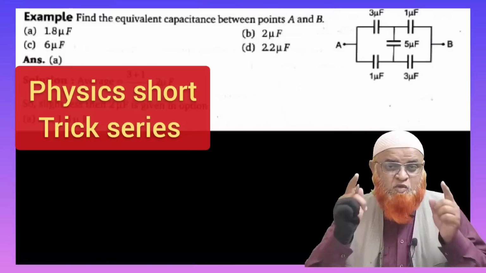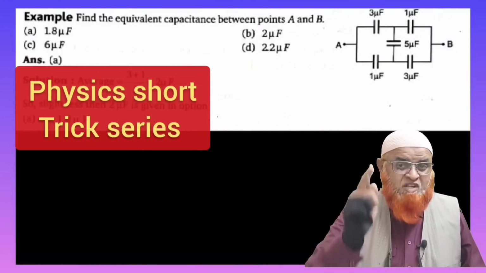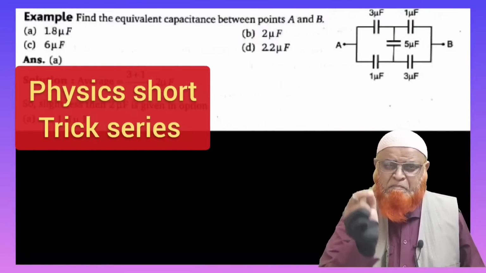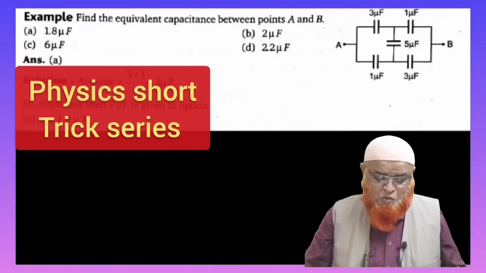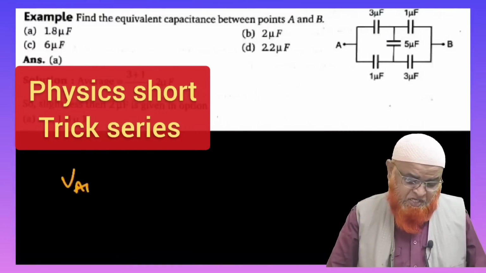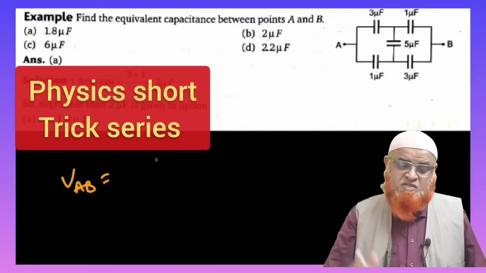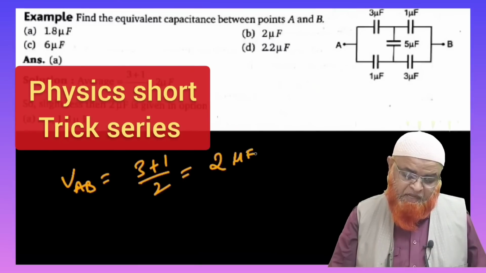And this problem is solved by using Kirchhoff's first law for charges. But you know how complex it will be. Instead of that, I will tell you a super simple shortcut. If you want to find the equivalent capacitance between these two ends A and B, you can just take the average of the two capacitors given in the diagram, that is 3 plus 1 by 2, which is going to be 2 microfarads.